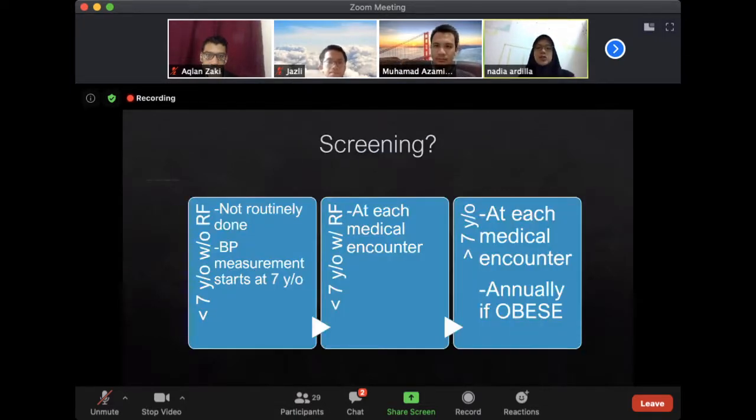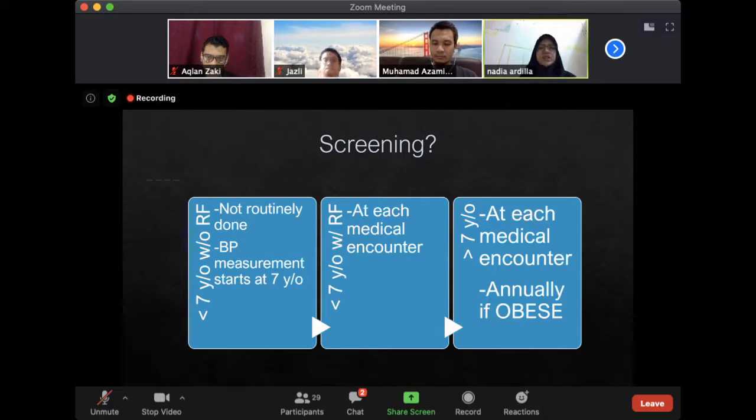So for screening, in Malaysia, we started screening at the age of 7 and above. For children less than 7 years old, without any risk factor, it's not routinely done. We start at 7 years old. However, if children less than 7 years old have risk factors, we need to monitor their blood pressure at each medical encounter. Routinely, in children more than 7 years old, we check their blood pressure at each medical encounter, or we do it annually if they are obese.